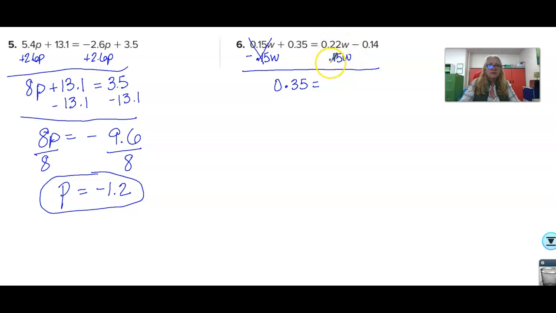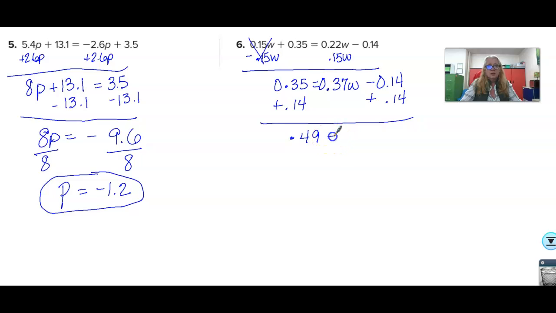Over here, I'm going to add these together. It's going to be 0.37w minus 0.14. All right. This is my variable term, so I want to get rid of this number. I get rid of it by adding 0.14 to both sides. Okay. This gives me 0.49 equals 0.37w, right? And now our final step would be to divide both sides by 0.37.